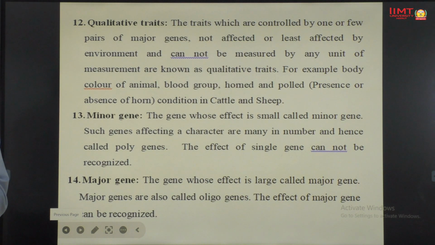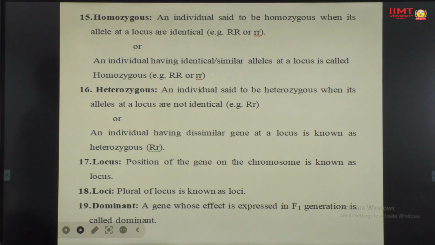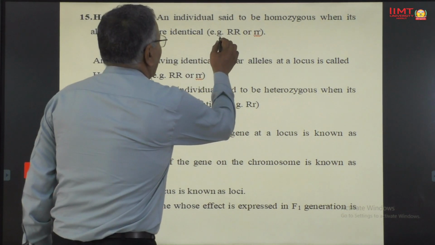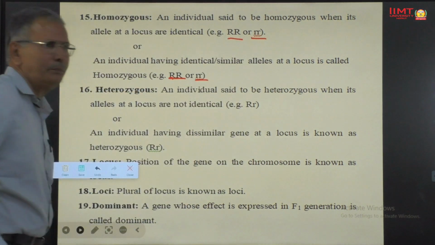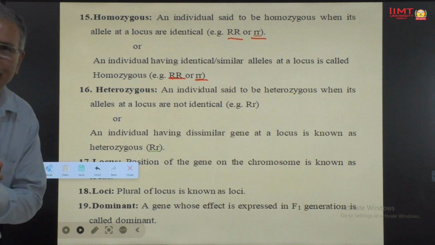These major genes are also called oligogenes, and the effect of a major gene can be recognized. What is homozygous? An individual is said to be homozygous when its alleles at a locus are identical, or in simple words, an individual having similar or identical genes at a locus. For example, capital R, capital R.